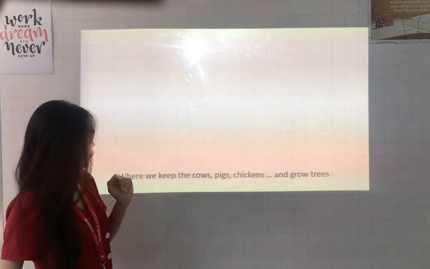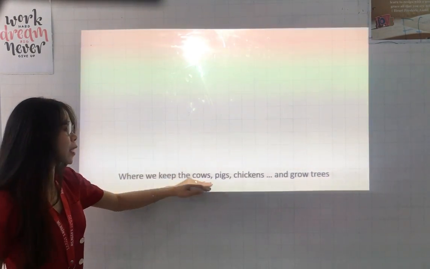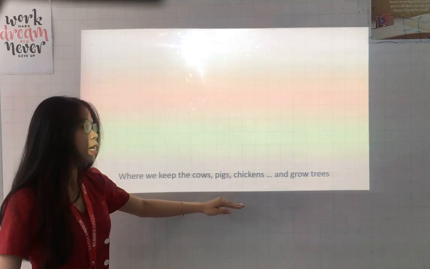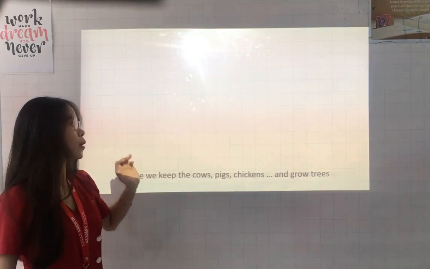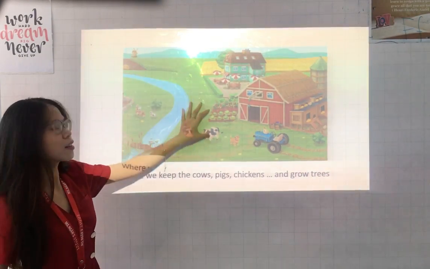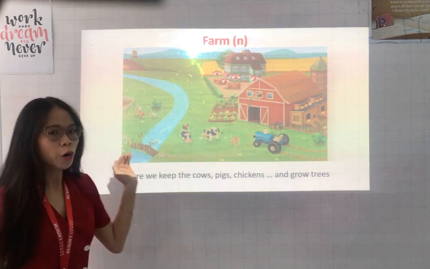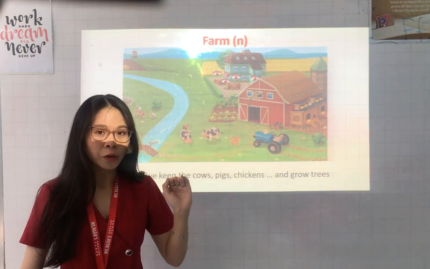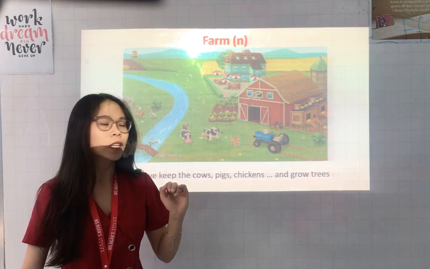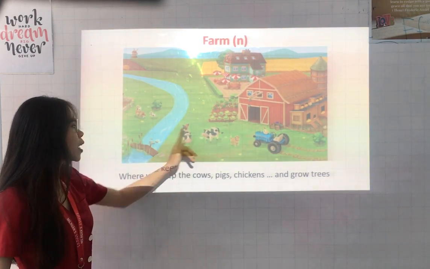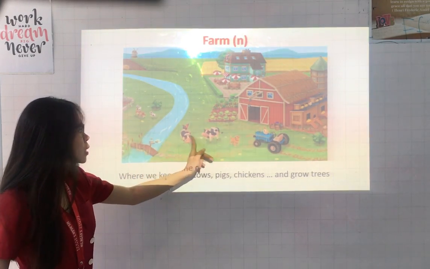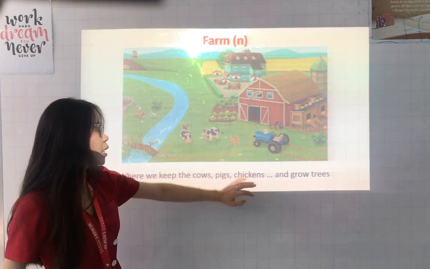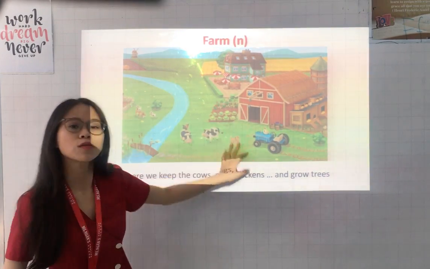The first one: where we keep the cows, the pigs, the chickens, and grow the trees. Can you guess where it is? Here. It is farm. One more time. Farm. Okay, so farm is where we keep the cows, the pigs, the chickens, and we grow the trees.